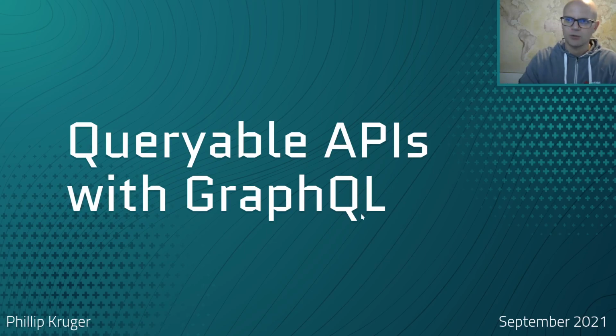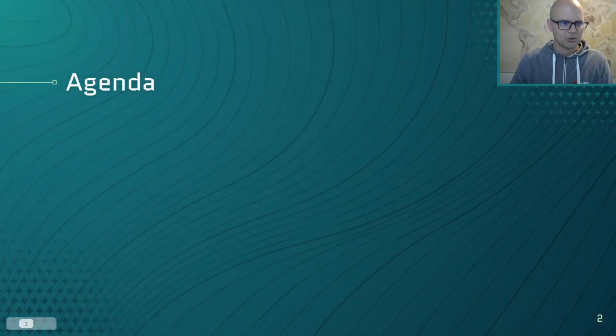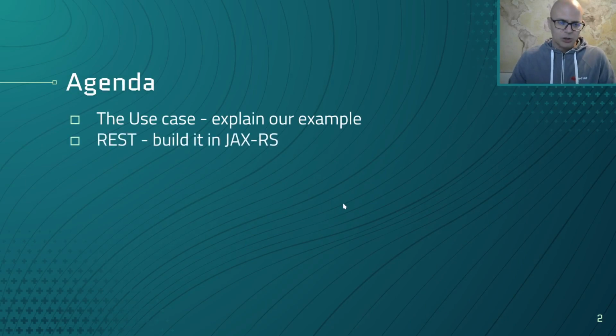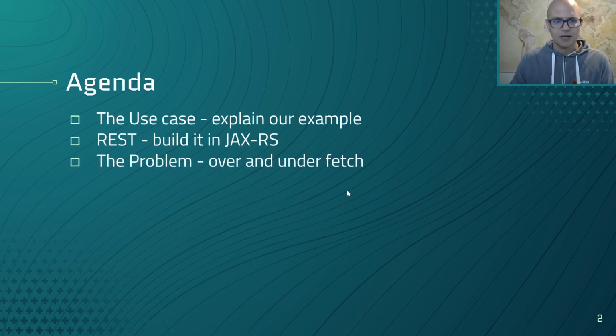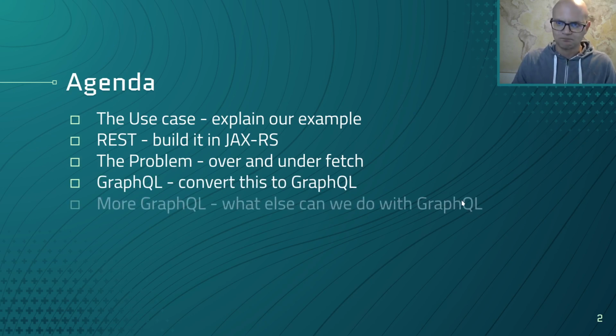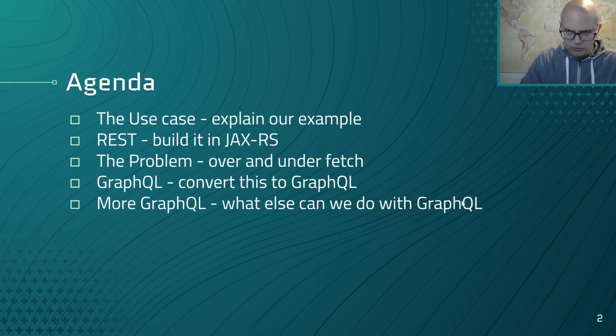Queryable APIs with GraphQL. So the agenda today, we will start off by explaining the use case or the example that I'm using in this talk. Then I'll show the example application as it's built with REST or JAX-RS. That will describe the problem of over and under fetching. And then we will convert that application to a GraphQL application to show how GraphQL solves this problem. And then we'll delve a little bit more into GraphQL.